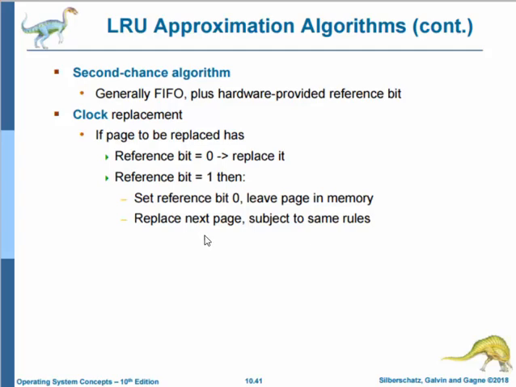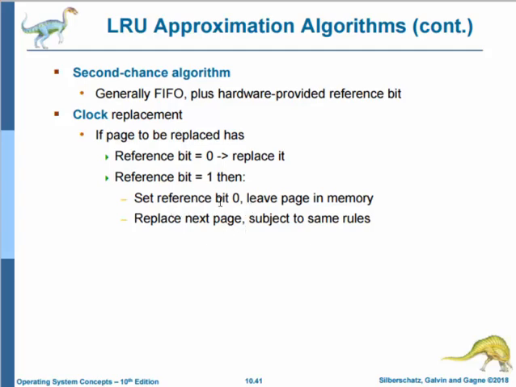There is another algorithm called the second chance algorithm, and the second chance replacement is a first in first out replacement algorithm plus a hardware provided reference bit. So when a page has been selected, we inspect its reference bit, and if the value is 0, we proceed to replace this page. But if the reference bit is set to 1, we give the page a second chance, and then we move on to select the next first in first out page.